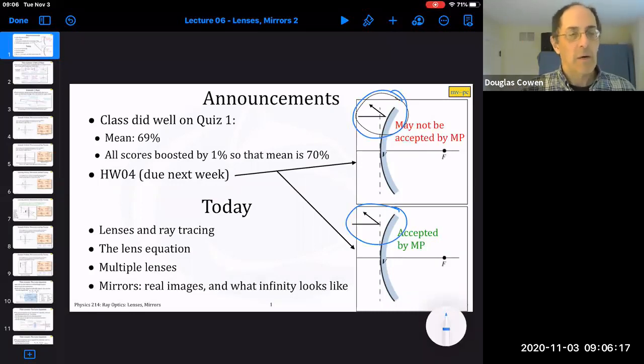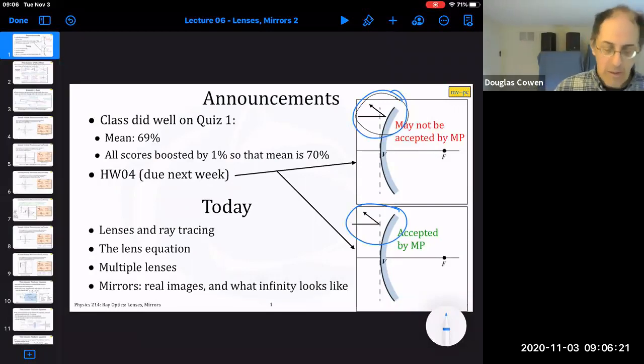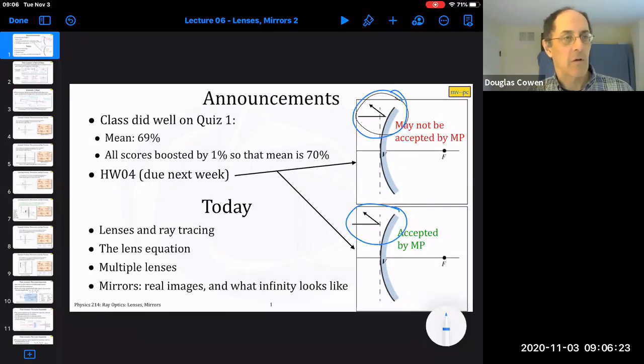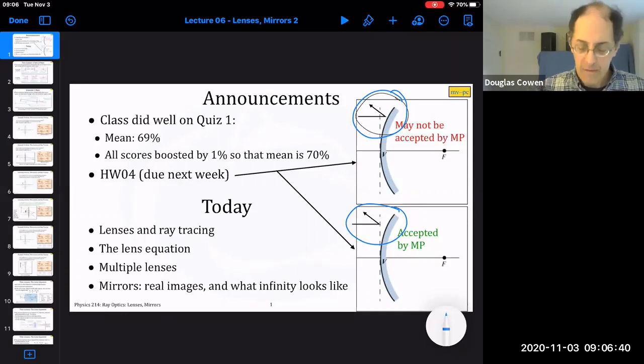So today we're going to continue talking about lenses and ray tracing, and then we'll get more quantitative and talk about the lens equation. And we will also briefly discuss what happens when you have multiple lenses. And finally, we'll talk about mirrors, covering virtual images, real images, and I'll show you what infinity looks like.